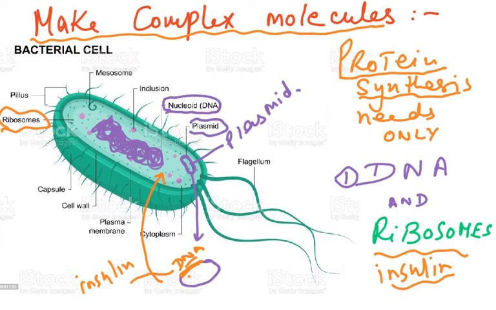So what you have to understand is that they can make complex molecules. That ability is what we are exploiting. We are in fact manipulating the bacteria so that it can now do things for us which we want it to do.